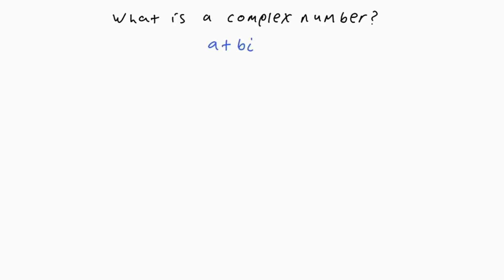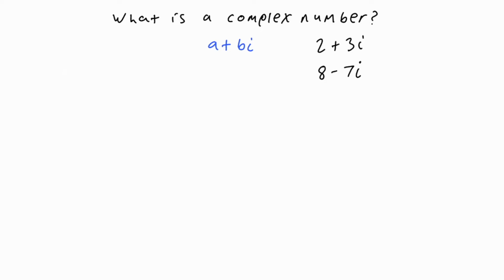So what is a complex number? Well, a complex number is something written in the form a plus bi. So that could be 2 plus 3i. That is a complex number. It could be 8 minus 7i. That is a complex number, where b in this case would be negative 7. And those are ways to write complex numbers.